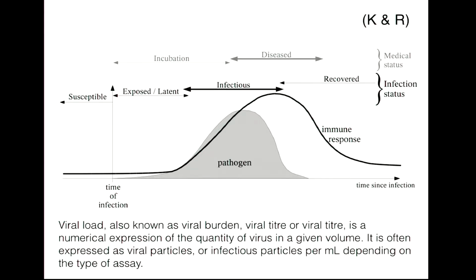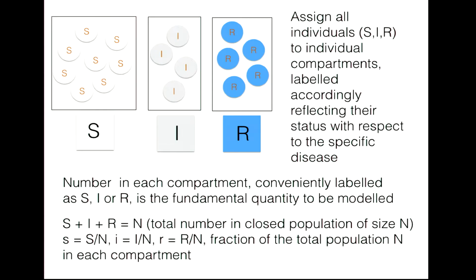In terms of the disease itself, there's an incubation period, and then a period where the disease actually sets in, and then the load comes down. Okay. So you can look at this as a medical status and an infection status. So our argument in the last lecture was that populations are made up of individuals, but we just choose to group these individuals into different compartments which are labeled accordingly. For example, here susceptible, infected, and recovered. And it's a number in each compartment which you label as S, I, or R, which you want to try and understand.